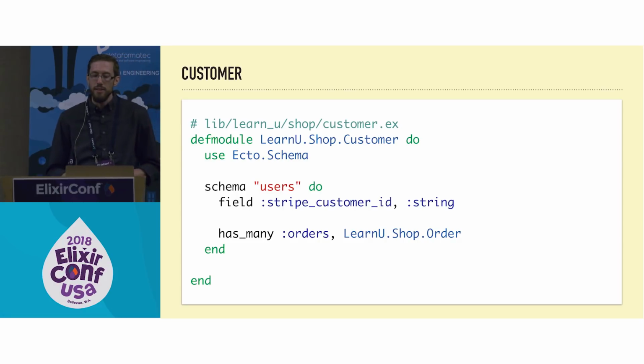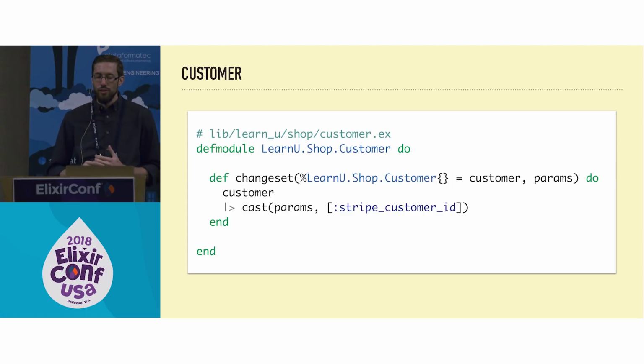For the shop context, I began by defining a customer module with a schema pointed to the user's table. Since I have customer fields such as a Stripe ID and an association for orders on my user module, I can move those here under this context and remove them from the user module under the accounts context.